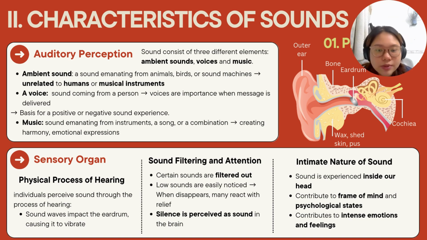Sound strength is usually measured in decibels, plus sound filtering and sensation. For humans like us, certain sounds we hear are filtered out and not given conscious attention because, like I said in a previous part, we have preferences: we want to hear the sounds we have an interest in or like, and we exclude what we do not like. Furthermore, lower sounds are actually easier to notice, like the sound of a computer fan or the refrigerator noise. When the lower sound disappears, we might react with relief. People also perceive silence as a sound in the brain, so many of us expect another sound to break the silence.